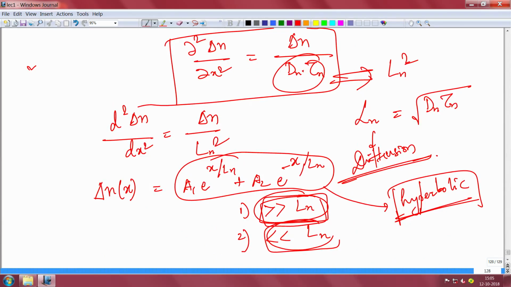So we will see in real devices that when you inject carriers, these excess carriers will decay. For example, if you have a p type semiconductor and you are injecting electrons somehow, this electron concentration will decay exponentially like this with position, if it is a long one.